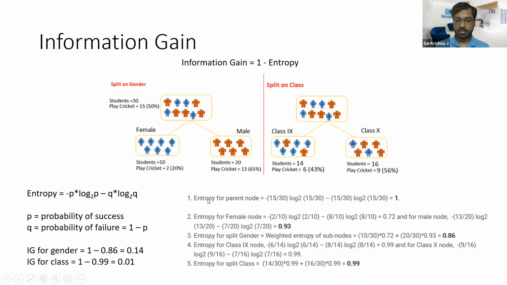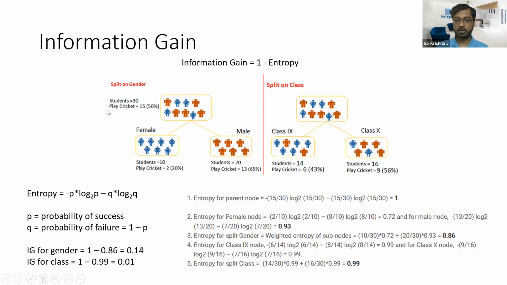Now, if you just calculate the entropy for the parent node, that is, the entire data set, these 30 students, out of which 15 play cricket, or 50% play cricket. For the entire data set, if you calculate the entropy, it will be 1. So this value indicates that it's a very impure split. It does not have any kind of separation because everybody is mixed over here, and this is basically the worst possible scenario.